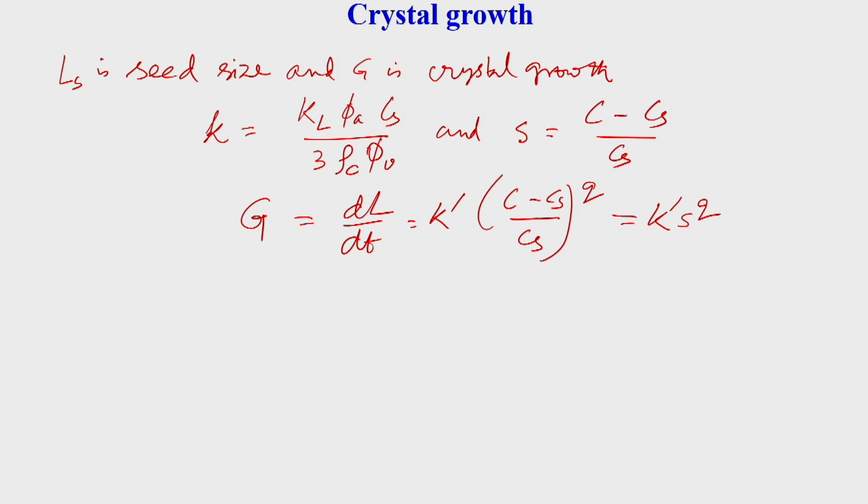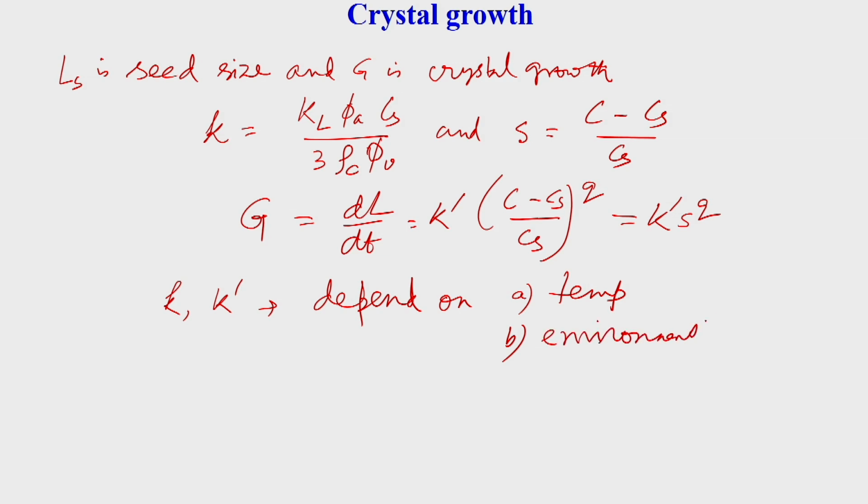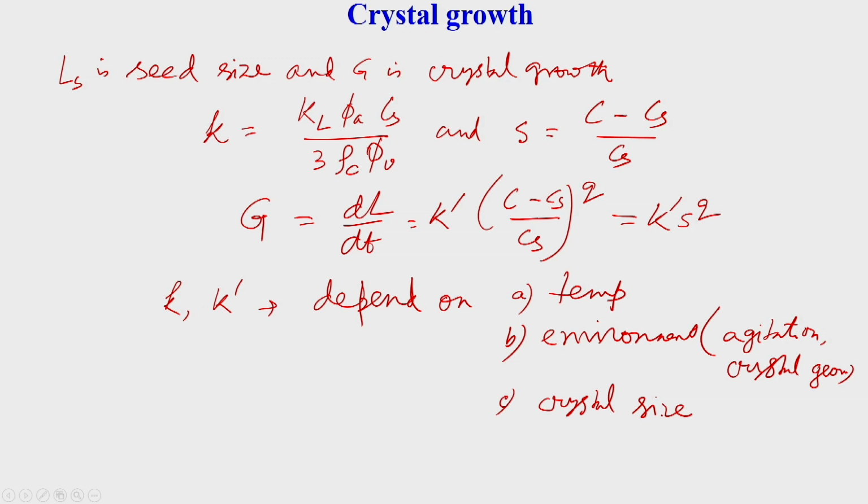So, this small k and k prime depend on temperature, then the environment, like how much agitation is taking place, then the crystal geometry, what type of crystal there is, whether body centered cubic or face centered cubic or hexagonal close packing. So crystal geometry, and then finally crystal size. Okay. Crystal size also is a controlling parameter.